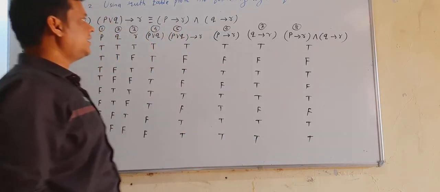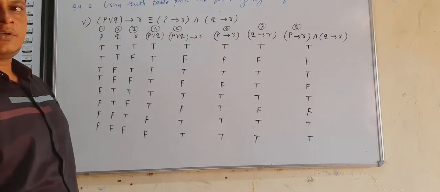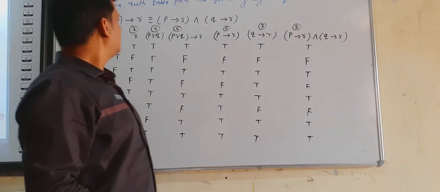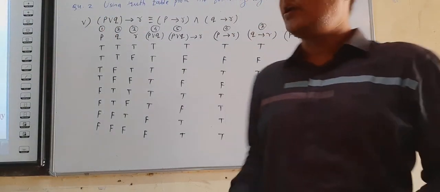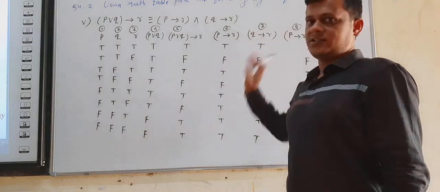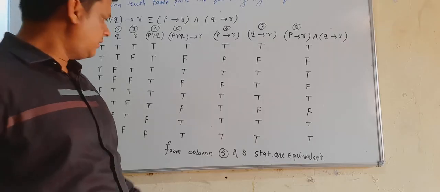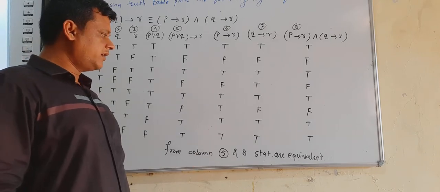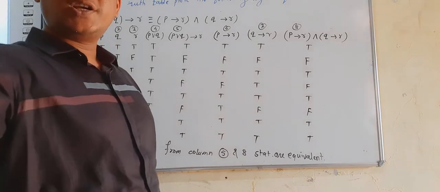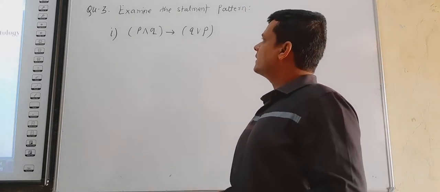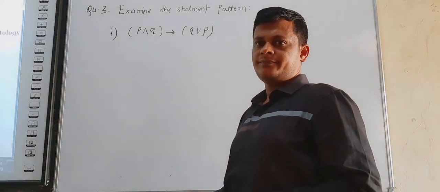That means entries in the column 5 and 8 are identical. Therefore, the statement in LHS is equivalent to the statement in RHS. Therefore, the given statements are logically equivalent. So, write from column 5 and 8 that the statements are logically equivalent. Now next question. Examine the statement pattern.